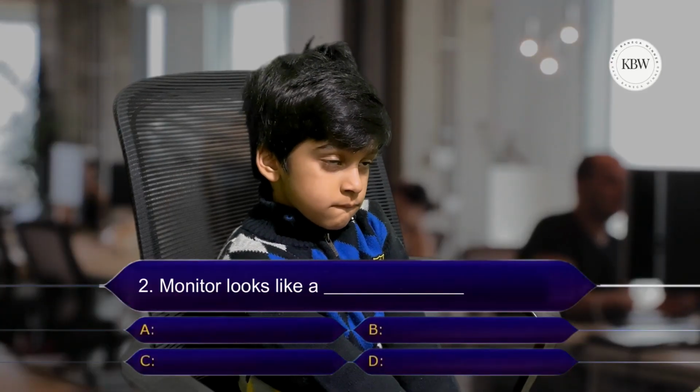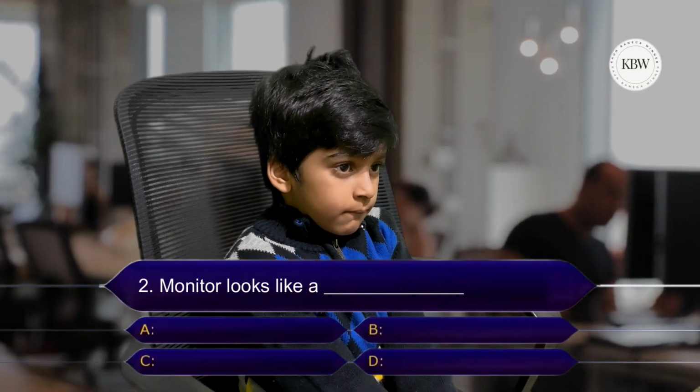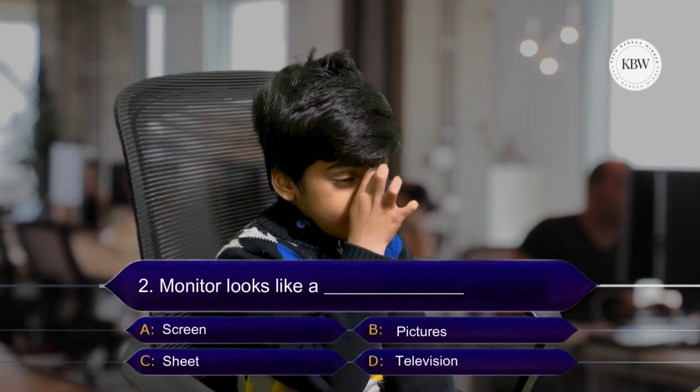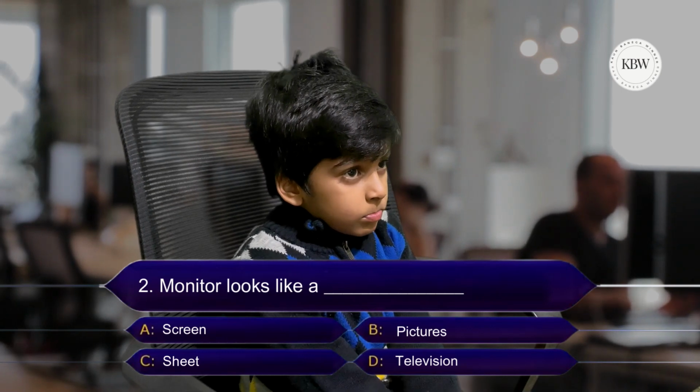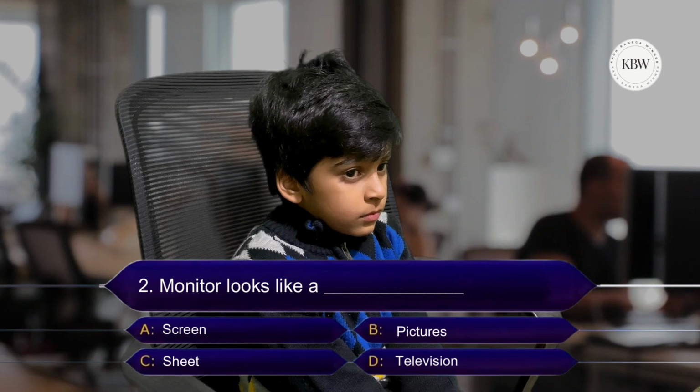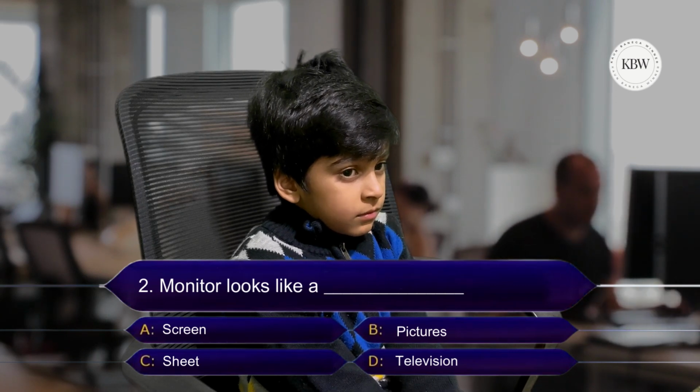Second question. A monitor looks like a dash. You need to fill the blanks. The first option is screen. Option B is picture. Option C is seat. Option D is television. So which one do you think exactly?